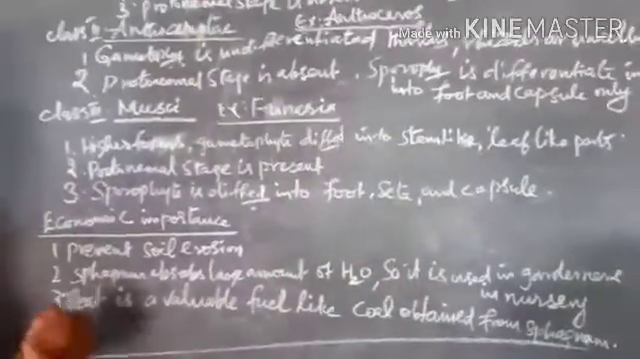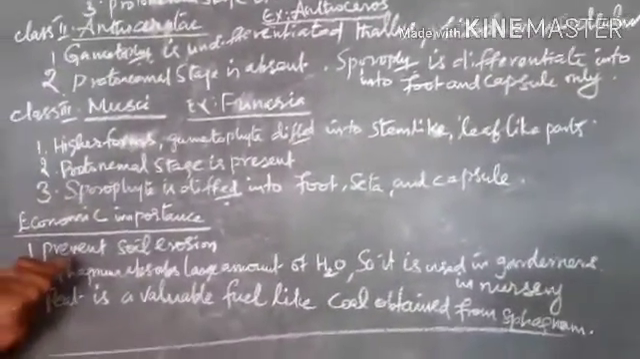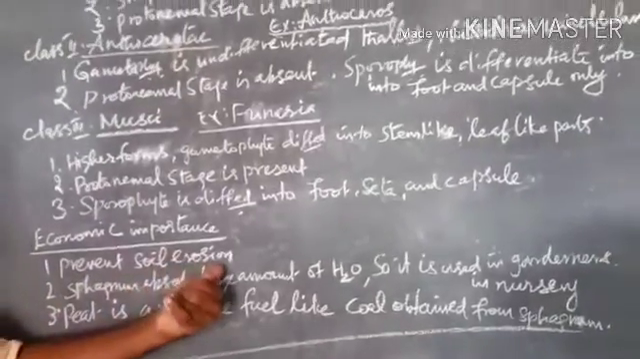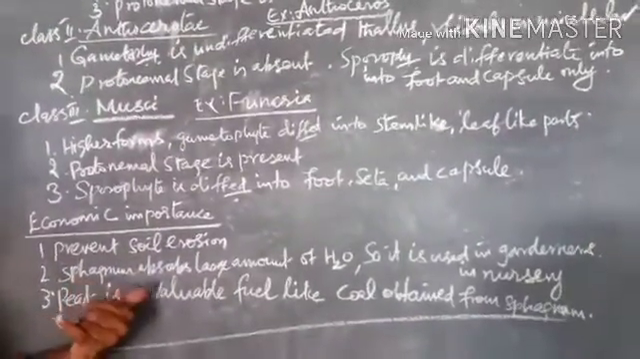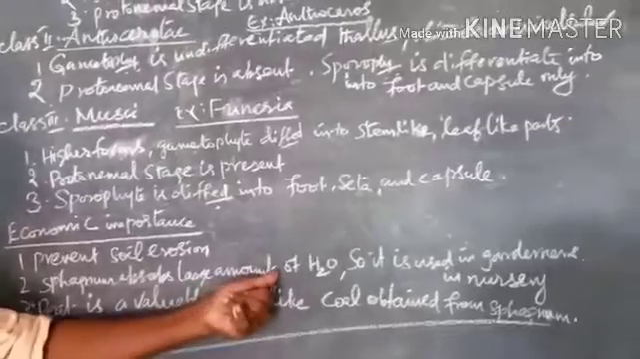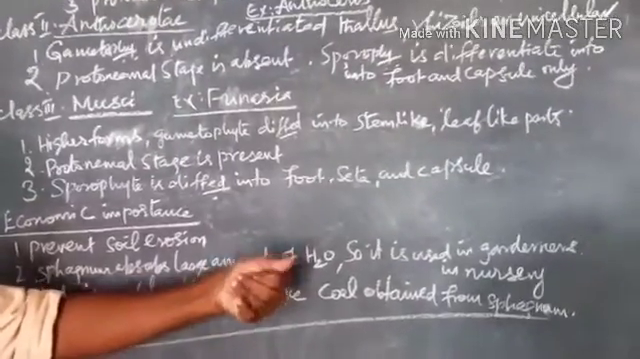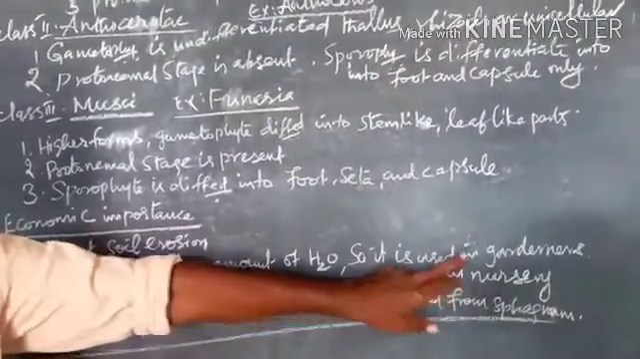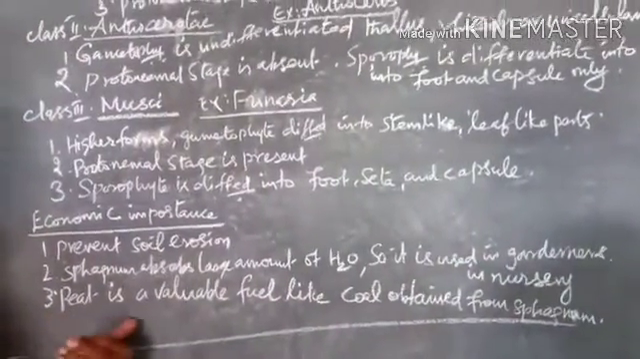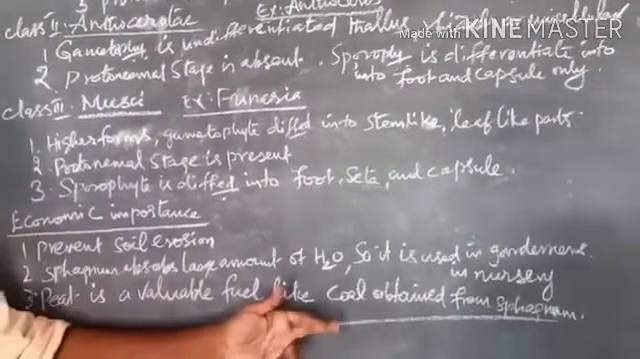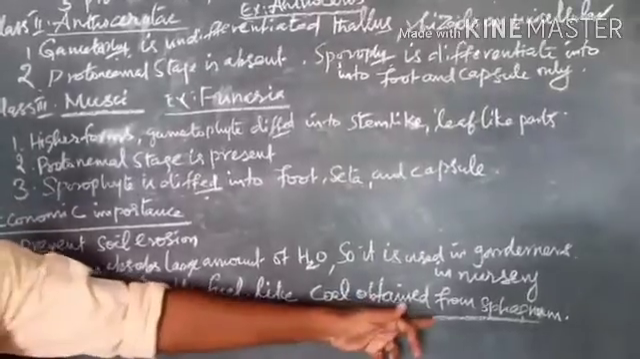What is the economic importance of bryophytes? They prevent soil erosion. Sphagnum absorbs a large amount of water, so it is used by gardeners in nurseries. Then peat, a valuable fuel like coal, is obtained from Sphagnum.